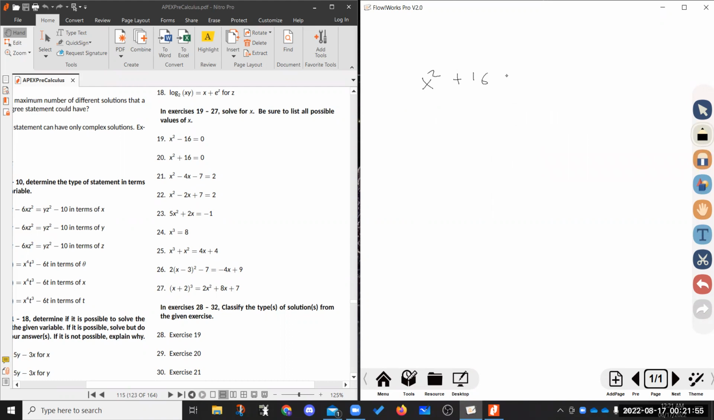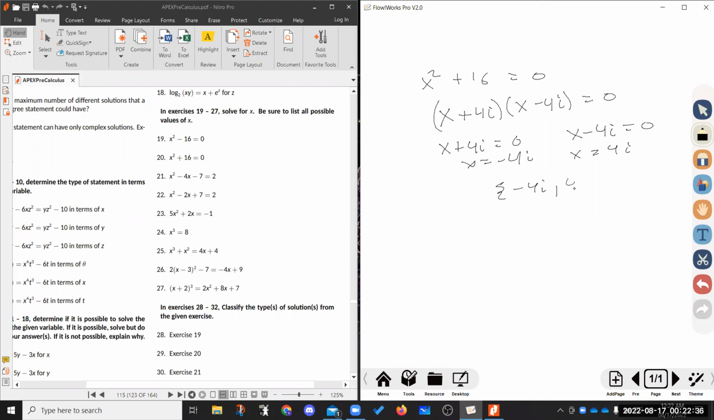X squared plus 16 equals 0. So that's not going to be factored over the reals, but I'm going to get all possible values, including imaginary values or complex answers. So if I get x plus 4i, x minus 4i, we talked about how factoring a sum of squares works like that. X plus 4i is equal to 0. X minus 4i is equal to 0. X is equal to negative 4i. X is equal to 4i. So those are my two answers.